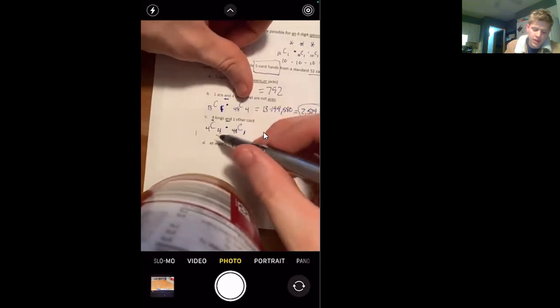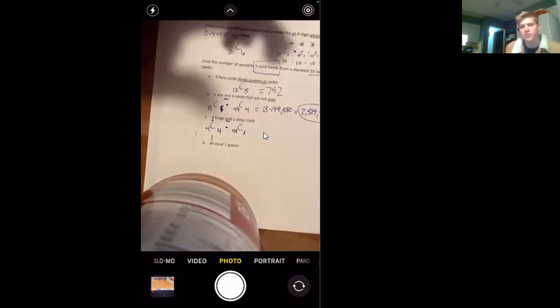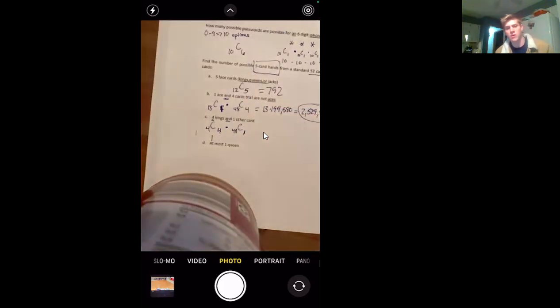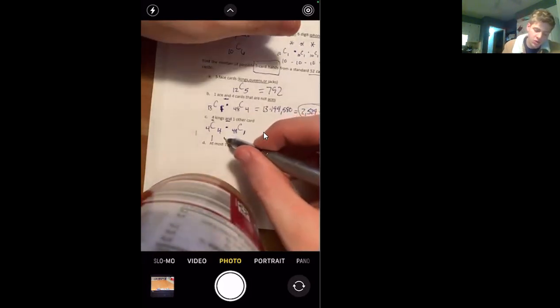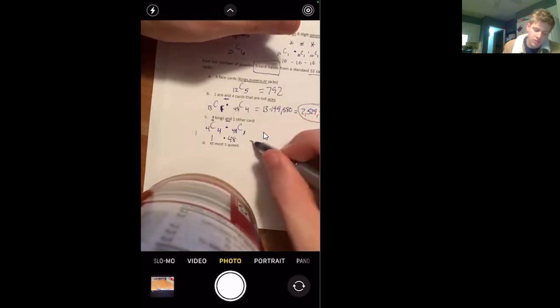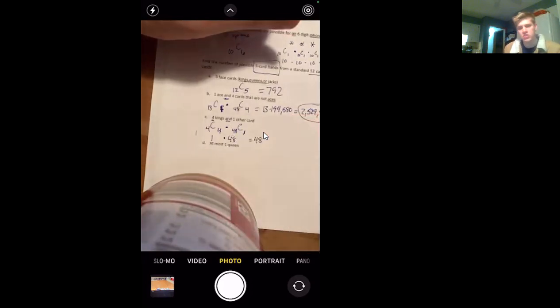So I know right away this is going to be 1, because we have 4 cards and we're choosing from 4, so that's going to be 1. And 48 choose 1 is just 48. So the total amount of outcomes here is just 48.